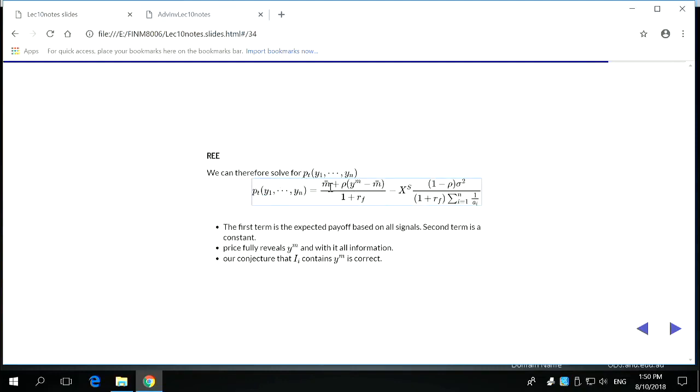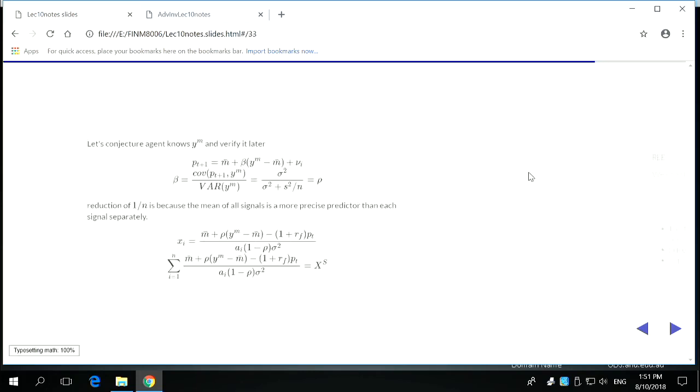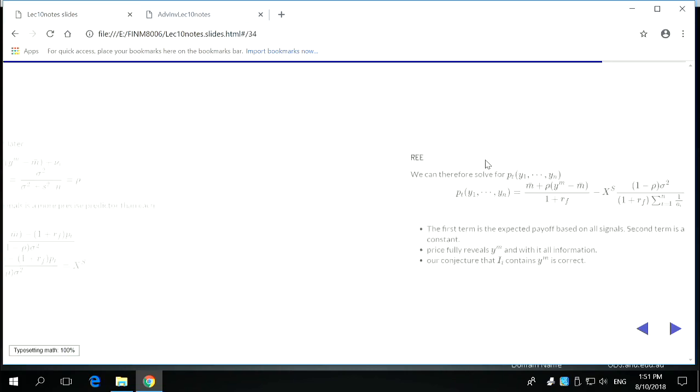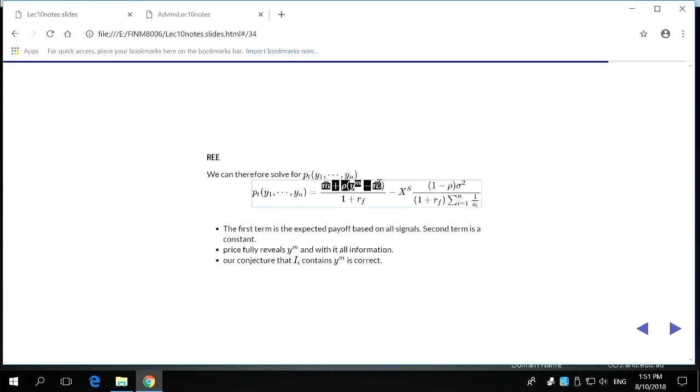The price will be m plus rho times (y_m minus m bar), divided by 1 plus r, minus a supply term, which could be just 0 because x_s can be set to 0. Right, so we see that with the rational expectation equilibrium, the price we solve for is indeed a function of y_m. If you go back, we started with the assumption that price is a linear function of y_m. Now, after we solve it, we find that the price is indeed a function of y_m. So the assumption we took is the correct assumption for this solution.